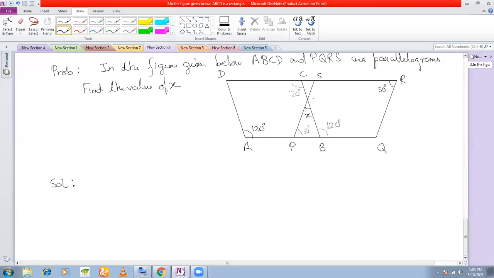Let us call this point as M. You look at triangle MPB. What do you see? 120 degree is the exterior angle. And these two are the interior opposite angles. And you know the exterior angle is equal to the sum of two interior opposite angles. And therefore you can find out x. Fine.